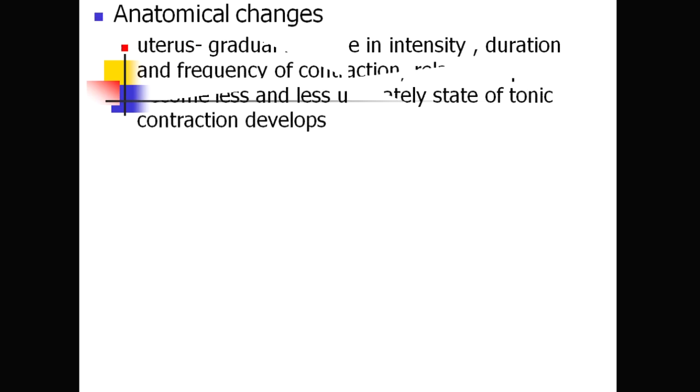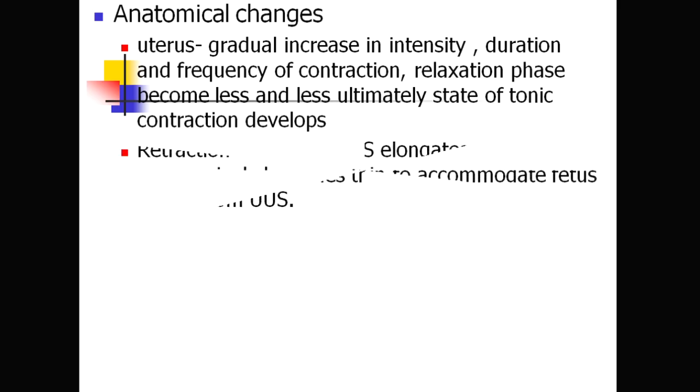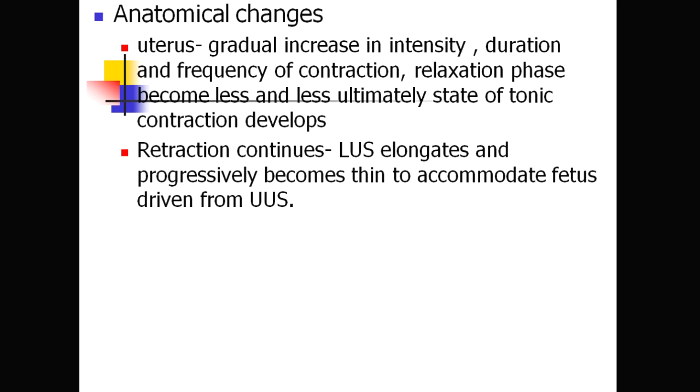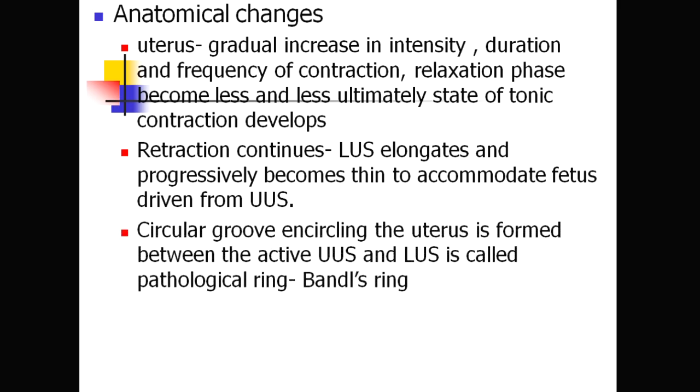Anatomical changes: the uterus gradually increases in intensity, duration and frequency of contraction. The relaxing phase becomes less and less. Ultimately, a state of tonic contraction develops. Retraction continues, and the lower uterine segment elongates and progressively becomes thin to accommodate the fetus driven from the upper uterine segment. A circular groove encircling the uterus is formed between the active upper uterine segment and the lower uterine segment, called a pathological ring or Bandl's ring.